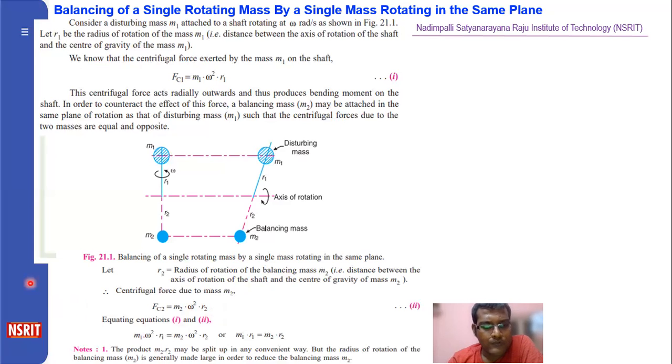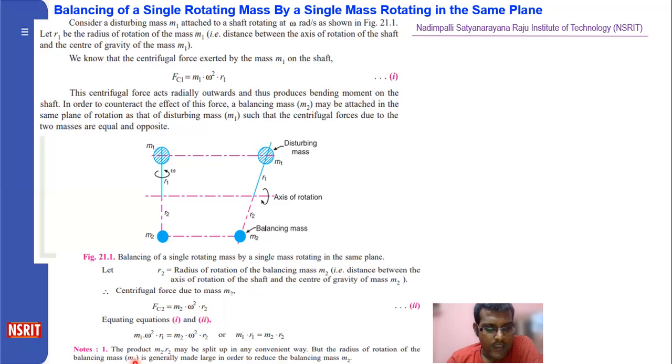But as you know, here both are the same, so these two centrifugal forces are equal. M1 R1 omega square is equal to M2 R2 omega square. But here omega, the angular velocity, is the same in both the cases. So the remaining is M1 R1 is equal to M2 R2.